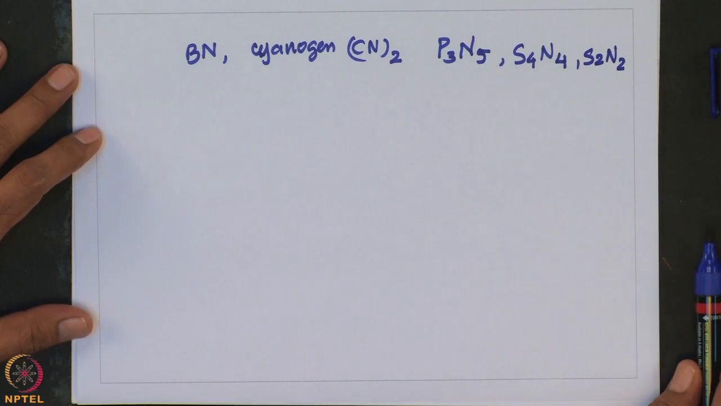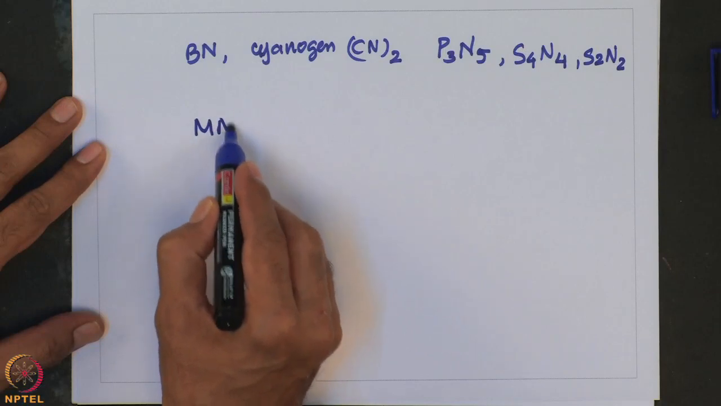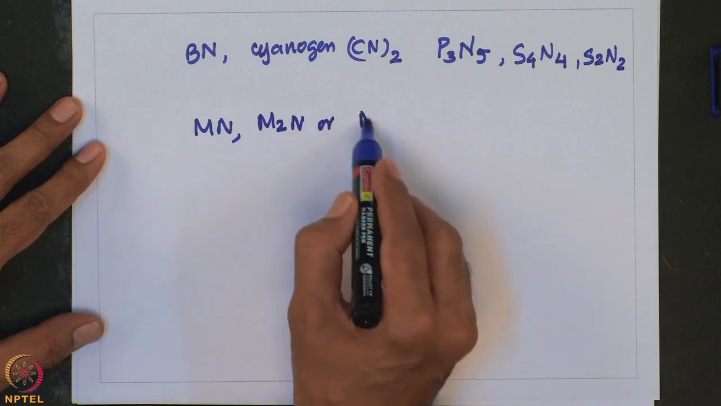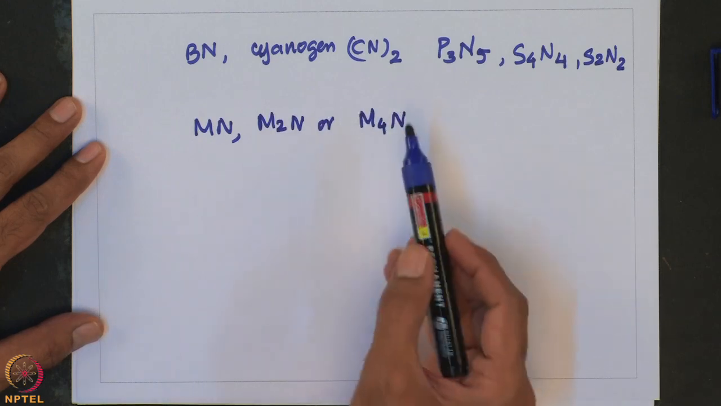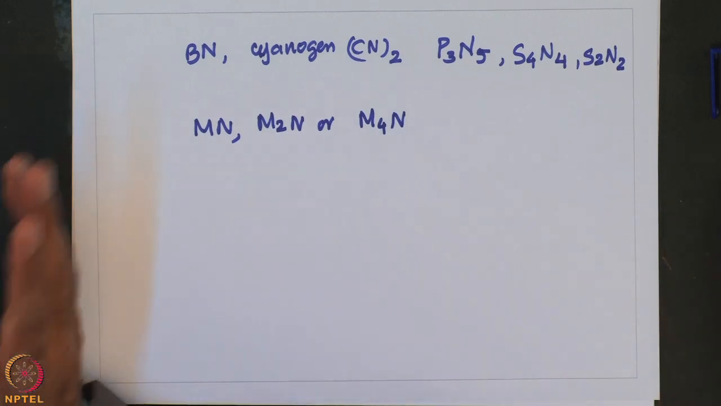Okay. So, the largest category of nitrides consists of interstitial nitrides of the d-block elements with formula MN, M2N or M4N, that depends on the oxidation state of the metal, essentially a d-block element, where the N occupies some or all the octahedral sites within the cubic or hexagonal close packed lattice of metal atoms, and transition metal nitrides are hard and inert in nature.